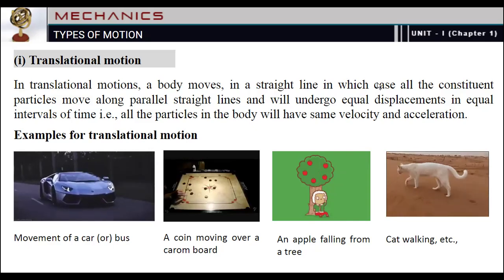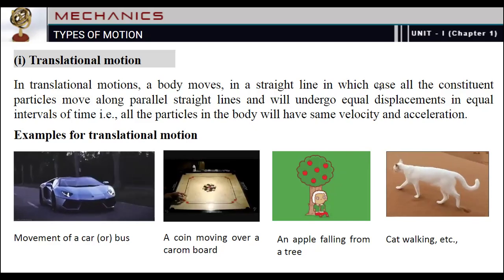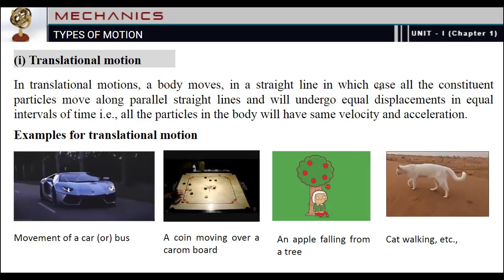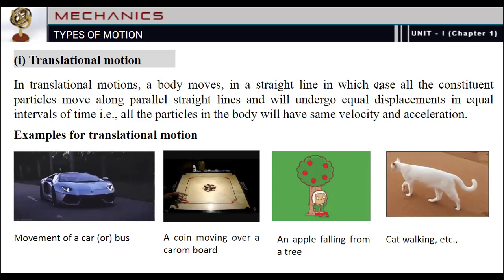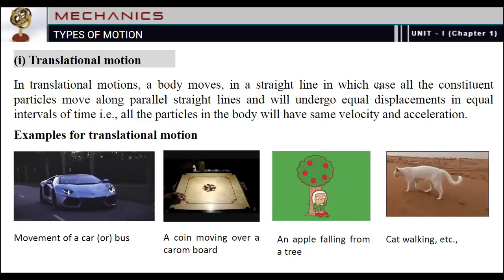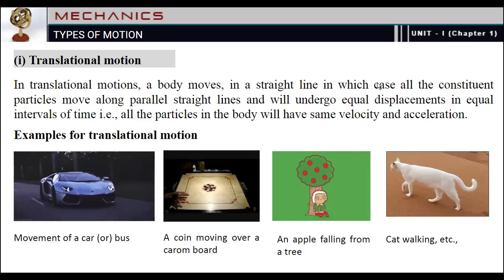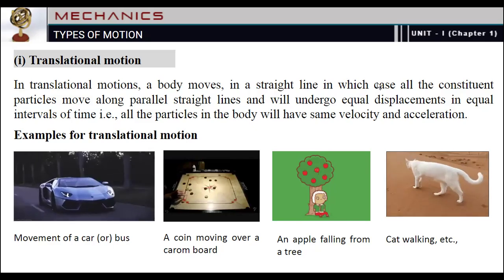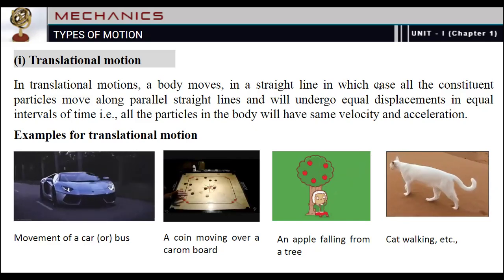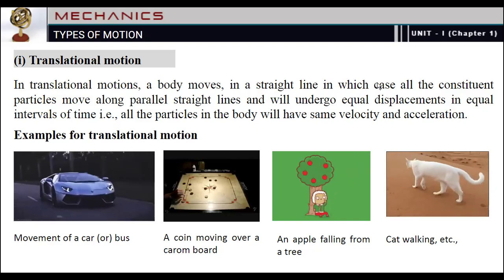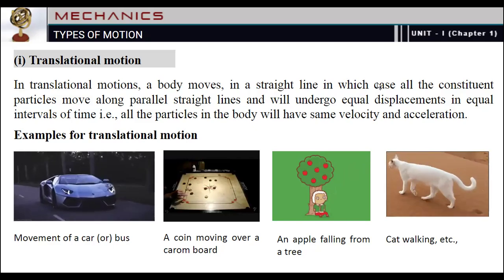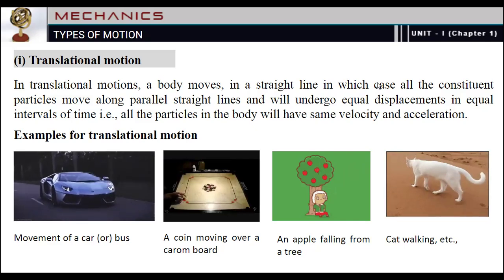So here you can see some examples. The first one is the movement of a car or bus moving in a straight line, where all the particles undergo equal displacement. For example, the front part and the last part of the car will have the same movement. If the front particle is moving with a particular velocity, the last point of the car's back body is also moving with the same velocity, and both particles will cover the same distance. So this is an example of translational motion.